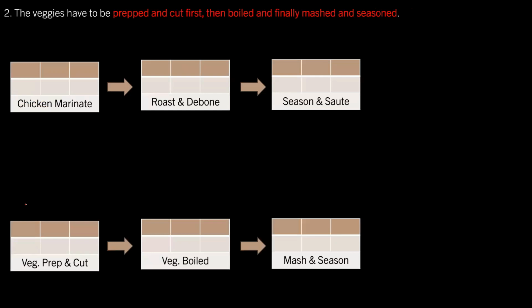Next, similarly, in the second clue, we have been given the 3 tasks with respect to the vegetables. So the veggies have to be prepped and cut first. Only after that, they should be boiled, and only after that, they can be mashed and seasoned. So this is the sequence of the 3 processes with respect to the veggies.